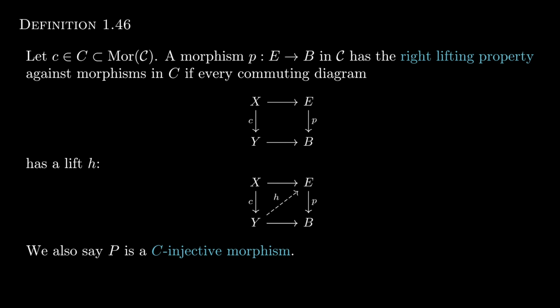Then we have a map P, which implicitly also contains the information about the spaces E in its domain, B its codomain. And P is said to have the right lifting property against morphisms in C if every commuting square admits a lift in the following way. So this diagram commutes. We will equivalently and more often say that P is a C-injective morphism when this is the case. So there's a little bit to be careful about here. A lift needs to exist only if a commuting square exists.